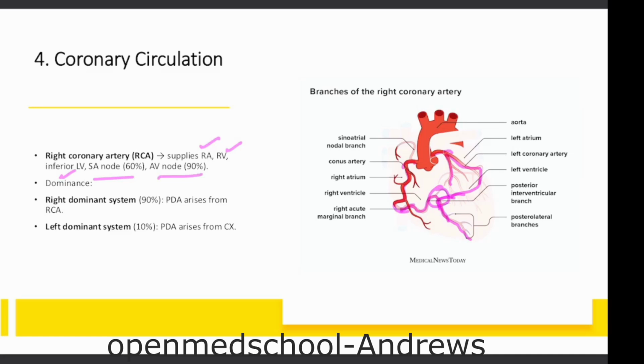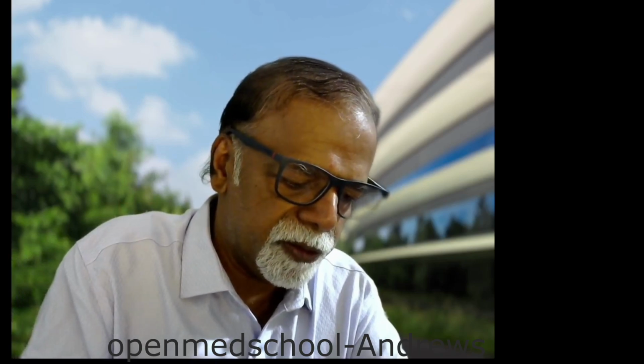So that's an important point. That is the AV node: in 90% of persons it is supplied by the right coronary artery, and only 60% for the SA node. So here you can see the sinoatrial branch arising from the right coronary. Only in 60% is the SA node supplied by the right coronary artery. The importance is that when a patient has a right coronary blockage, as in a right ventricular infarction, there is a high chance of development of AV block. That is the importance of remembering this.